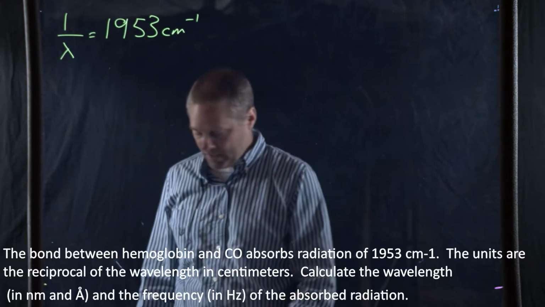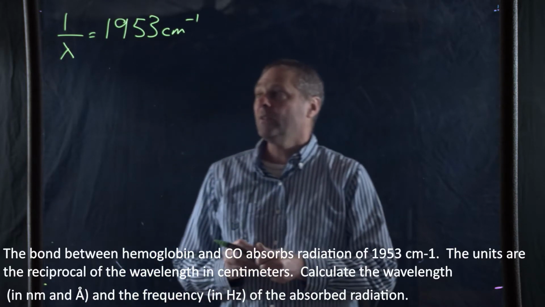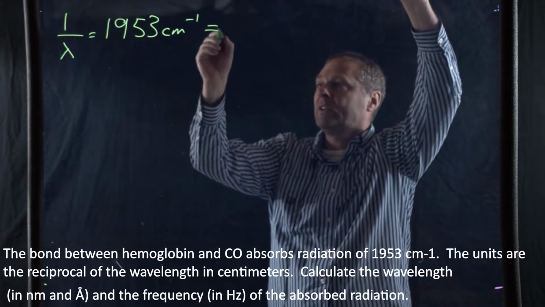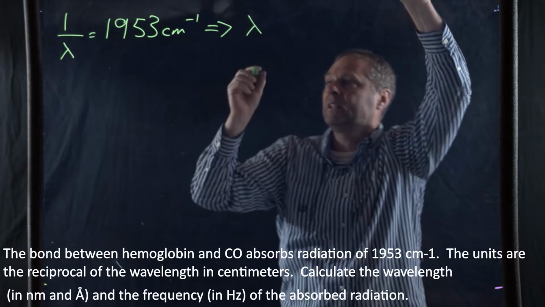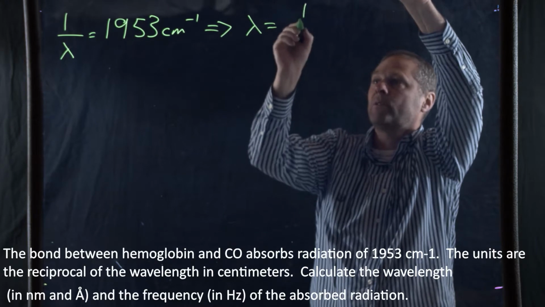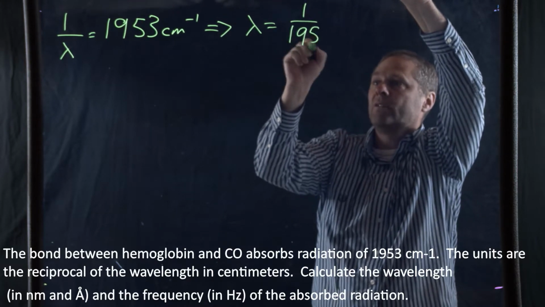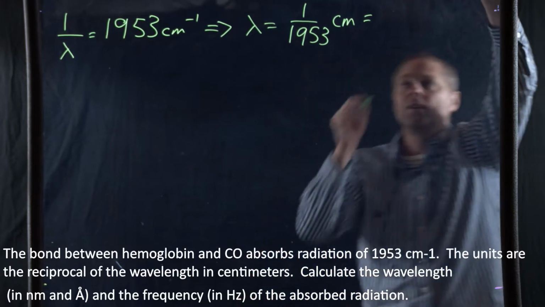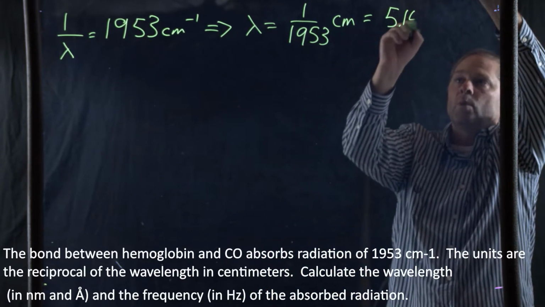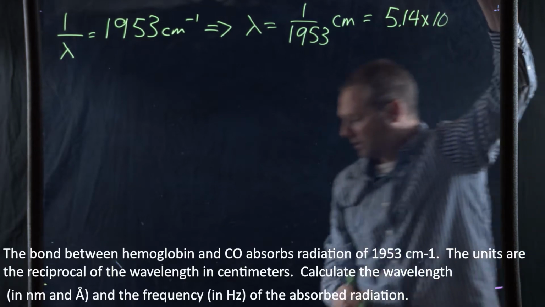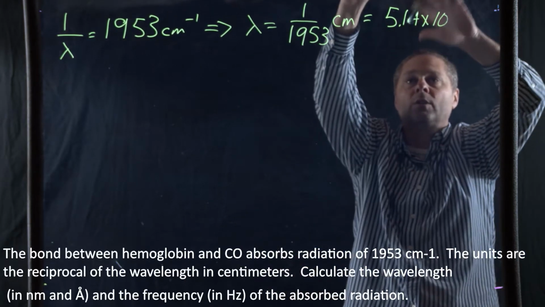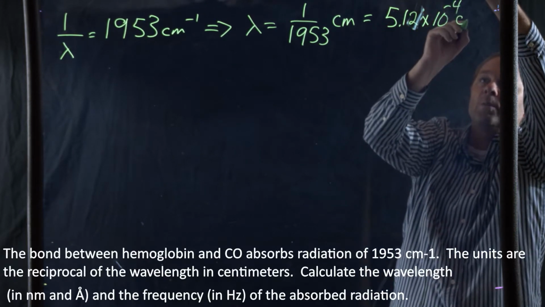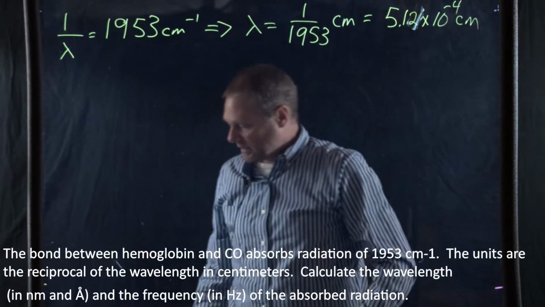Now, if this is the wave number, we can find the wavelength by taking the inverse of that. So the wavelength is equal to 1 over 1953 inverse centimeters, which is equal to 5.12 times 10 to the minus 4th centimeters. That's going to be the wavelength.